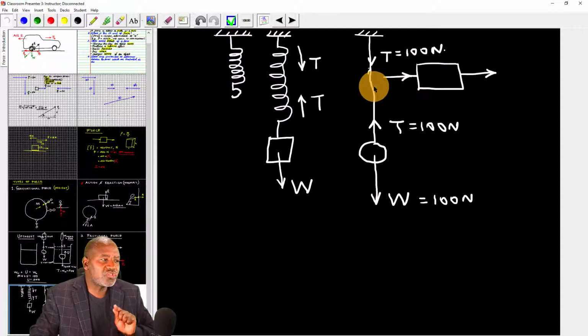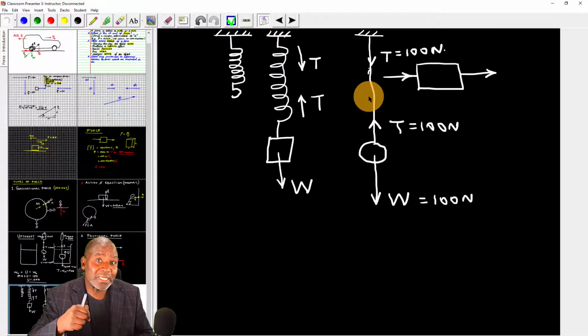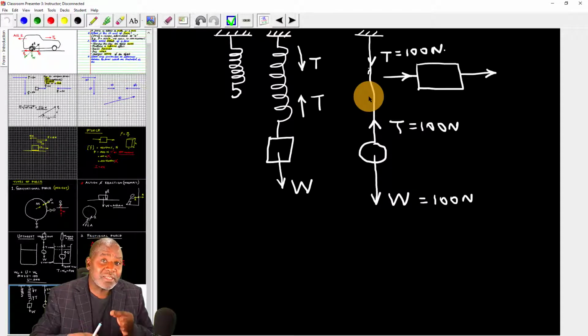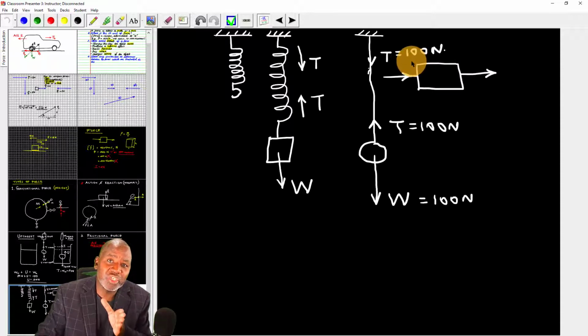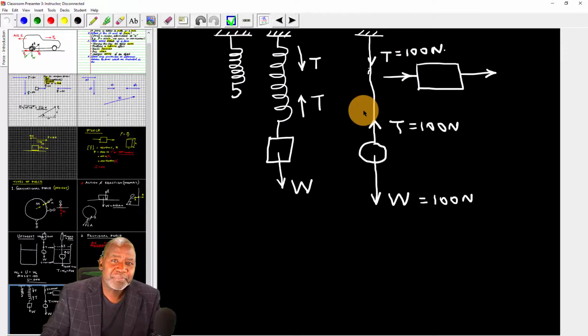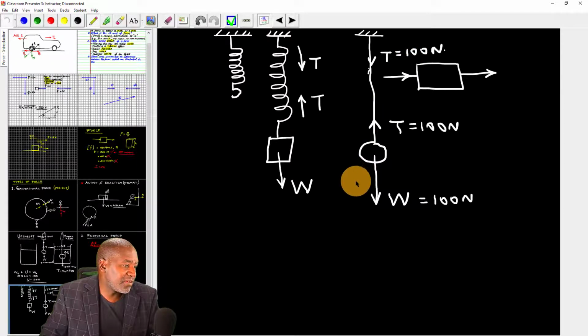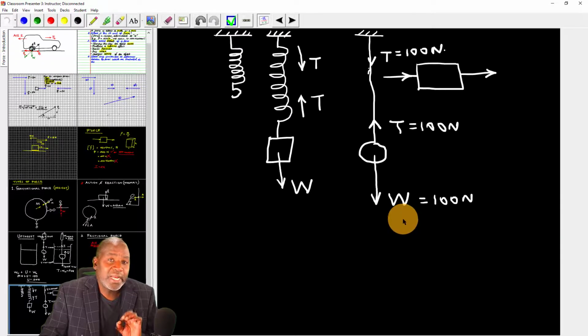So if this string was tied to a spring balance, that string will pull the hook of the spring balance with a force equal to 100 newtons, and the spring balance will tell us how much force has been exerted on it. That is why we say the spring balance is used to measure force. And those are the forces that I wanted to talk about at the moment. Next, I'm going to talk about cohesive and adhesive forces.